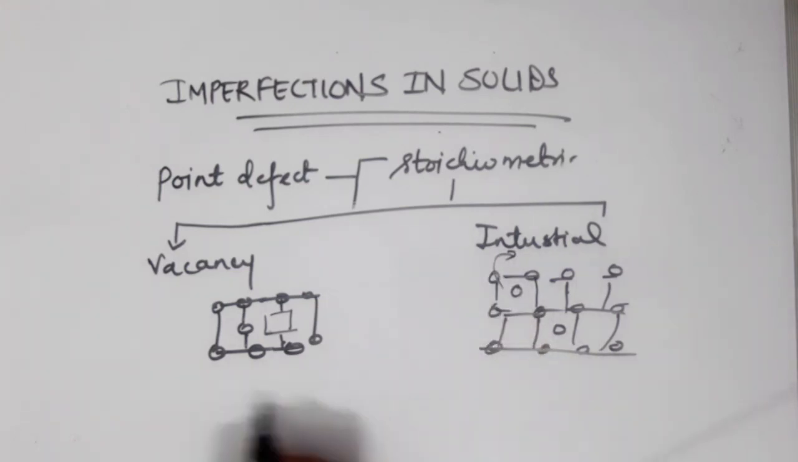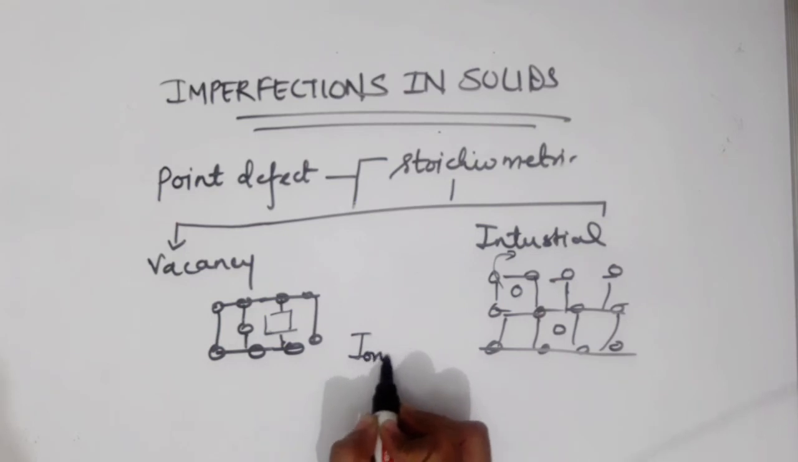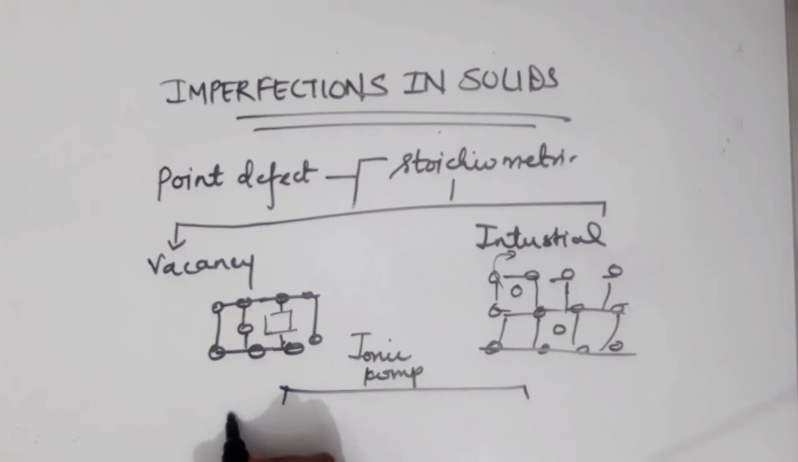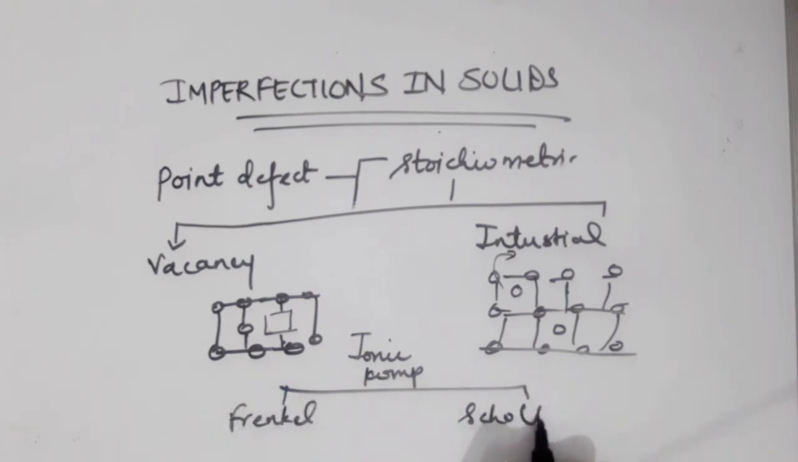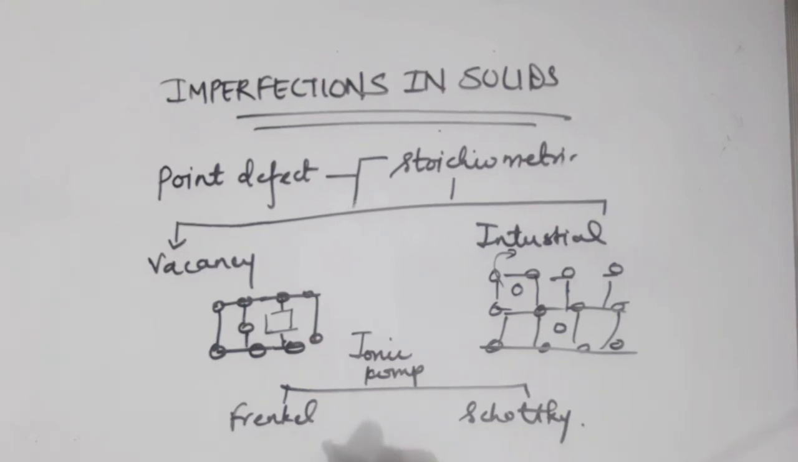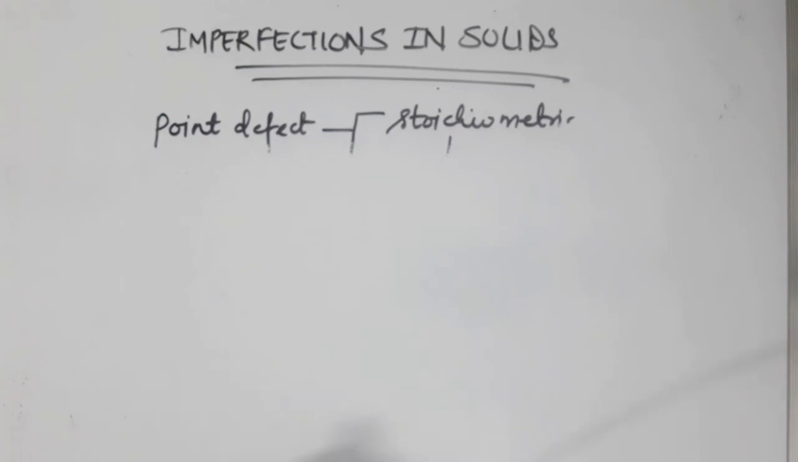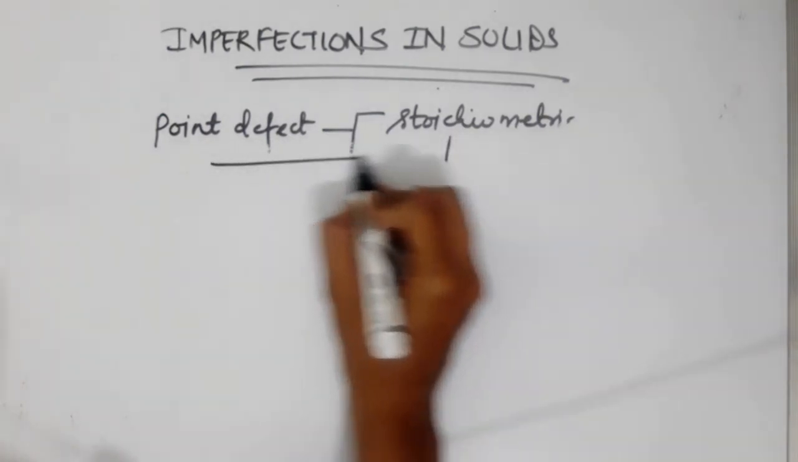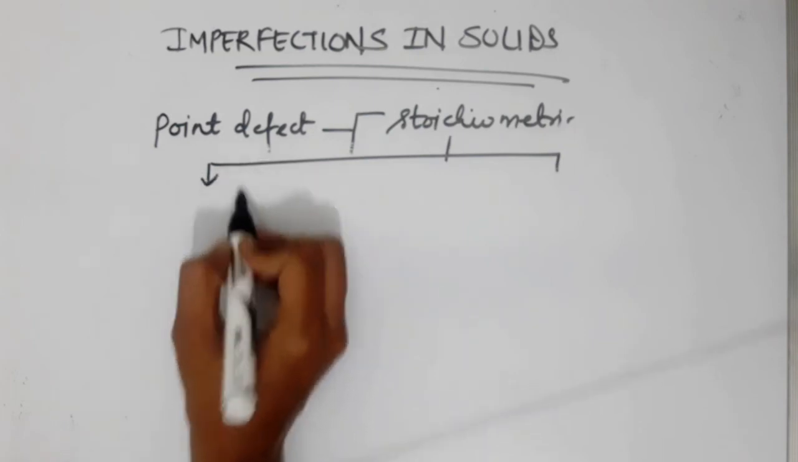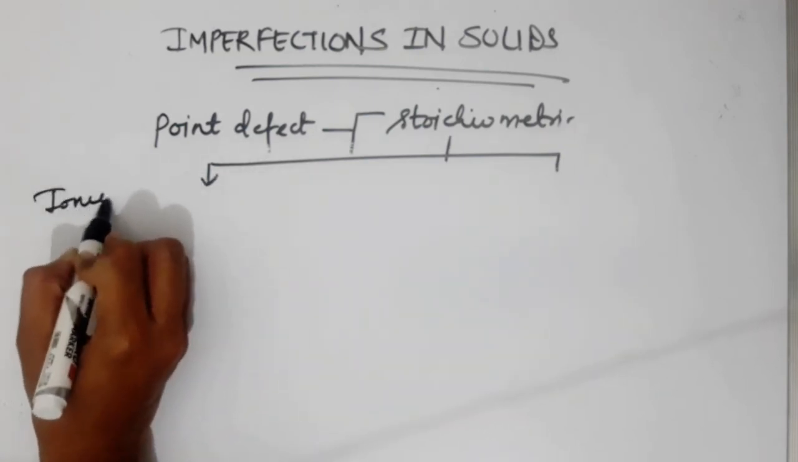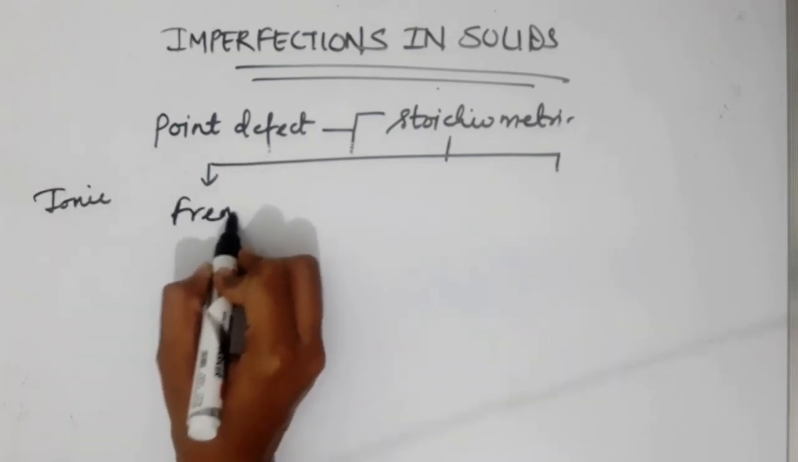Now similar to them, you have 2 other defects that take place in ionic compounds, and these are Frenkel and Schottky. These are similar to vacancy and interstitial defects. The only difference is that they take place only in ionic compounds. When these defects occur in ionic compounds, they are known as Frenkel and Schottky.